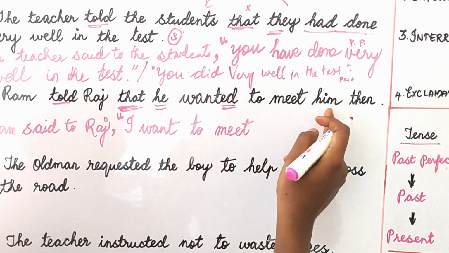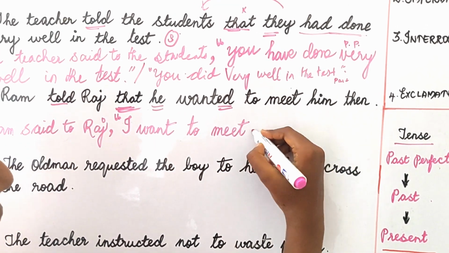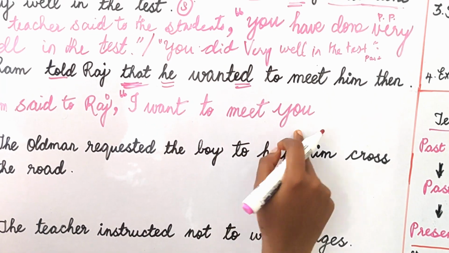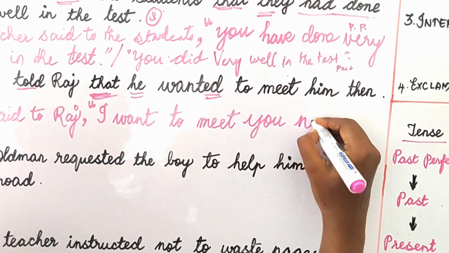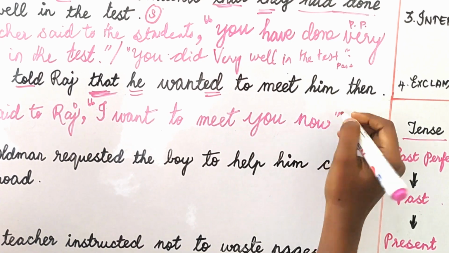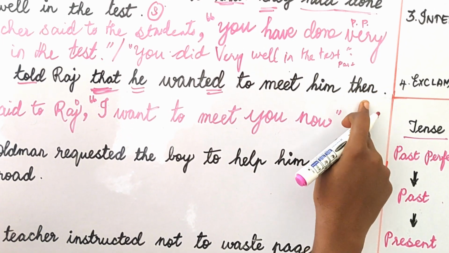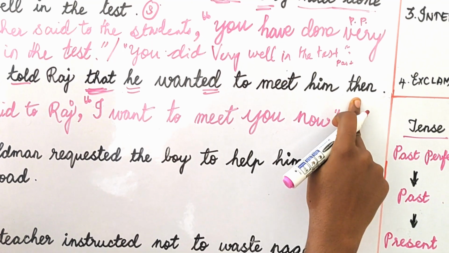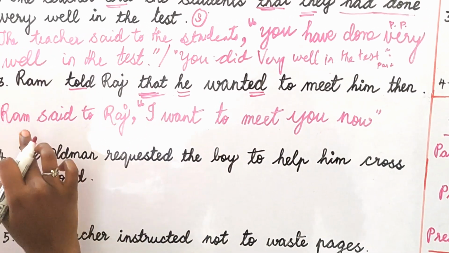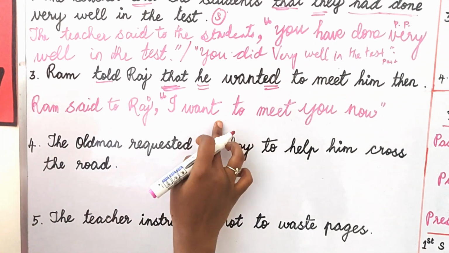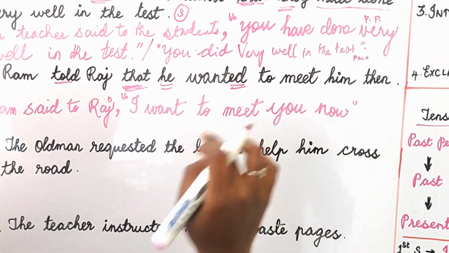What? How will you say? Whom? You. Okay. I want to meet you. Then will be changed to how? Time adverbial. You know it, right? Now. So this table, time and place adverbial, I have given in the part 1 video. So you can refer that. So read it again. Ram said to Raj, I want to meet you now.